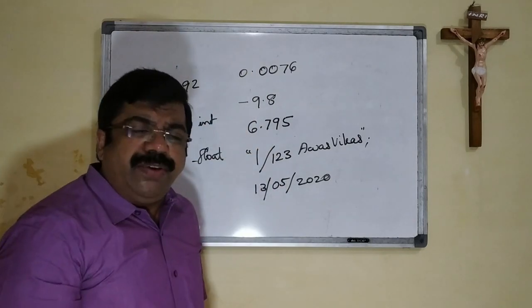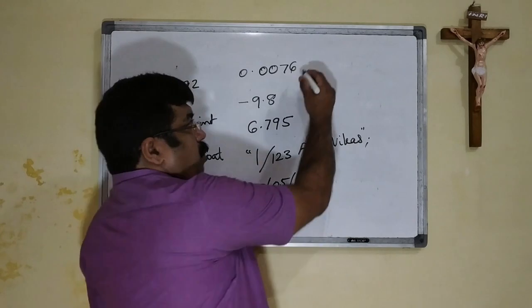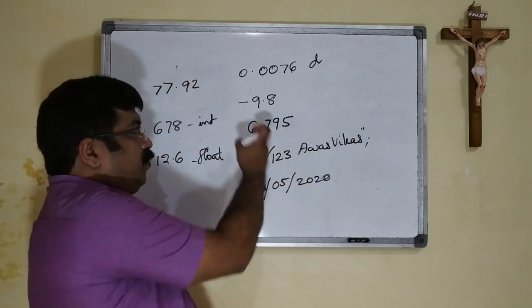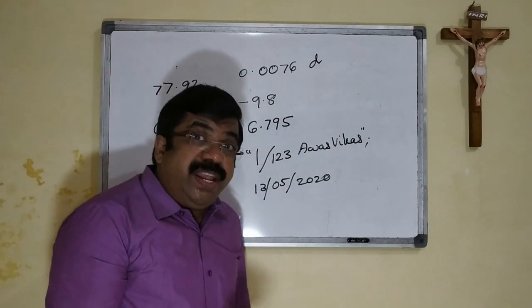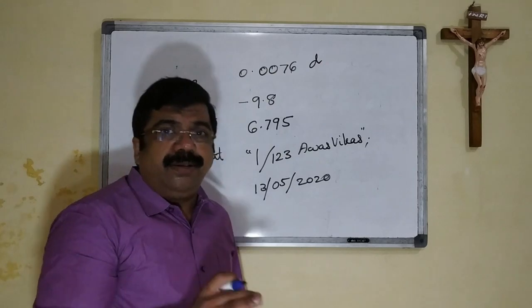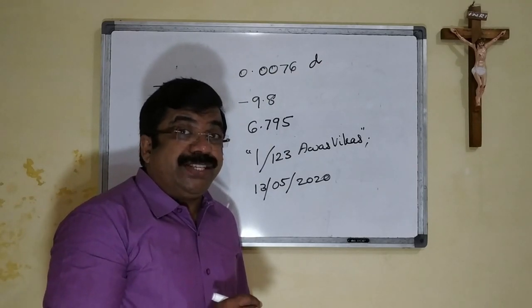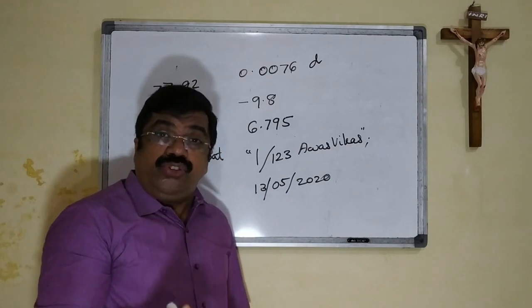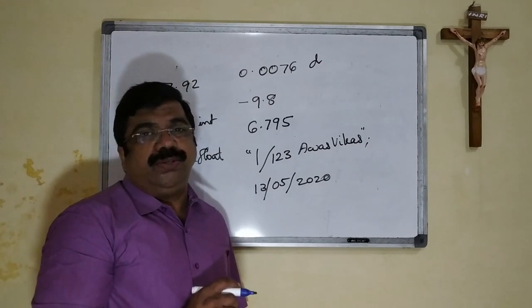A fractional number with more decimal places, the best one we can say is the double. Minus 9.8. Every data type of Java is signed. What is meant by signed? It can have positive values as well as negative values.